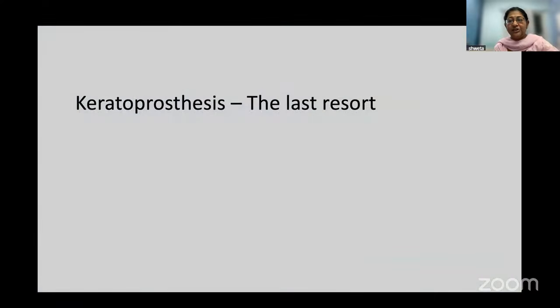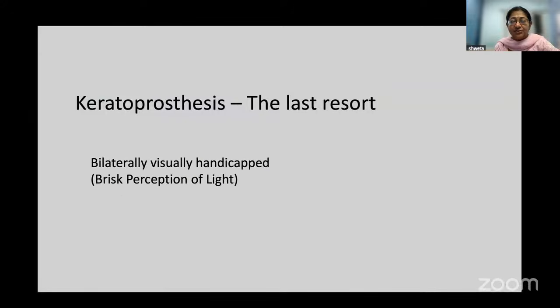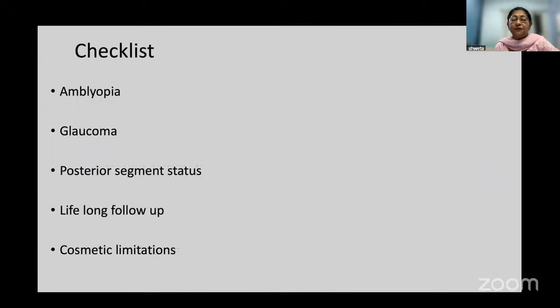I'm Shweta from Sankara Nethralaya, Chennai. We all know that keratoprosthesis is the last resort for visual rehabilitation in patients who are bilaterally visually handicapped, but have realistic expectations and are willing for regular follow-ups. Before we decide to choose a patient for keratoprosthesis, there's a checklist that we would prefer to go through. First and foremost, make sure that we've ruled out amblyopia, and check the status of glaucoma: whether the patient had glaucoma, whether it's under control, and whether there is any possibility of glaucomatous optic atrophy. Also the posterior segment status; an earlier history of retinal detachment will result in a guarded visual prognosis. The patient should understand the need for lifelong follow-up and the cosmetic limitations that come with any keratoprosthesis surgery.